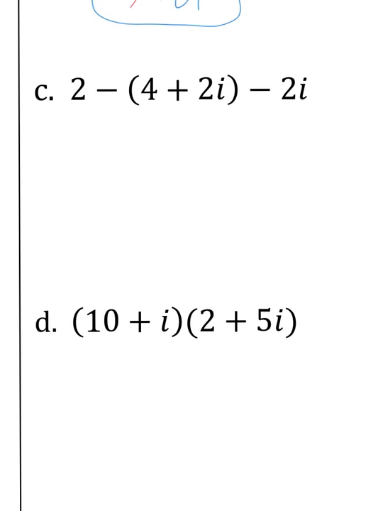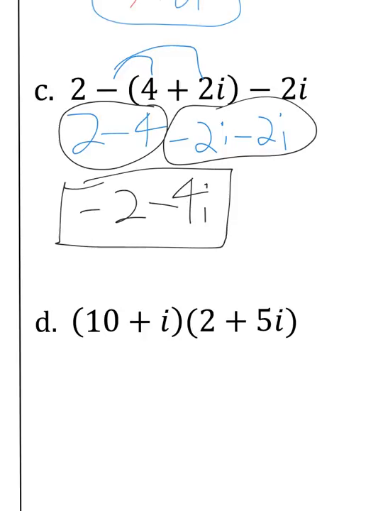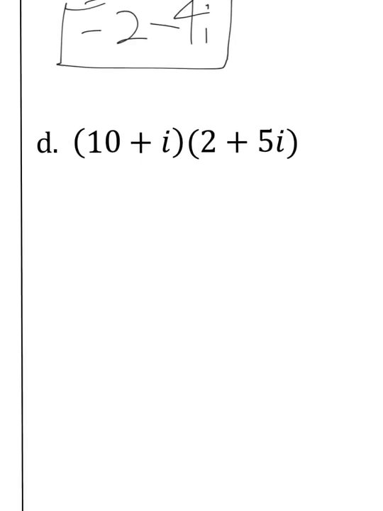All right, moving on to C. Let's distribute this negative. So 2 minus 4 minus 2i minus 2i. So let's combine like terms. 2 minus 4 and then minus 2i minus 2i. So let's see here. 2 minus 4 is negative 2. And negative 2i minus 2i would just make negative 4i. And that's that.